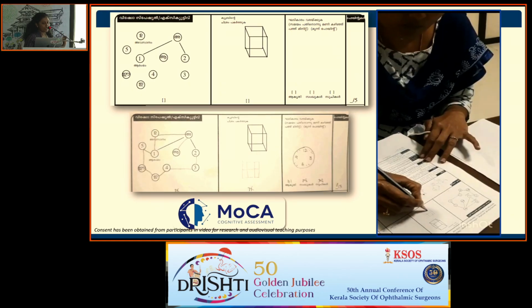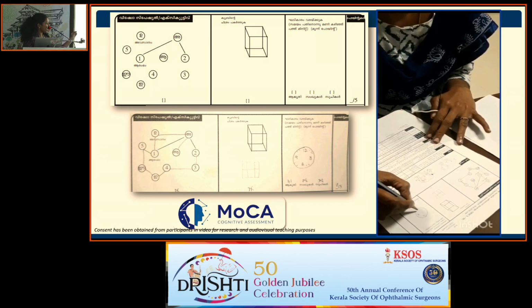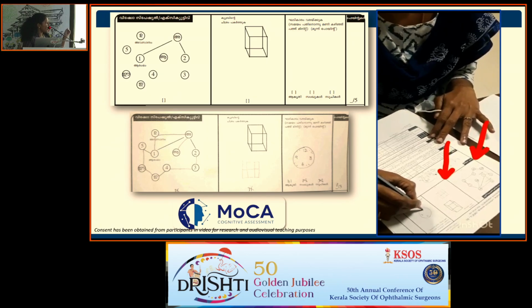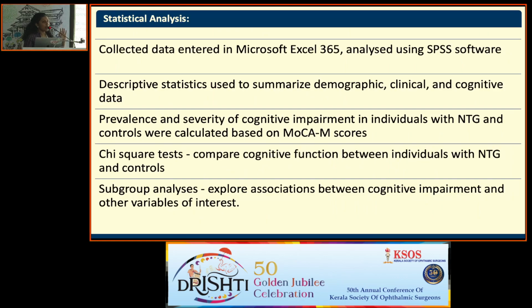This is another participant. She has completed trail making, but it is incorrectly done. She has tried to copy a cube, but it is also incorrect. And she is not able to complete a clock drawing. Similarly, all the other domains were tested. The collected data was analyzed and statistical analysis was done.